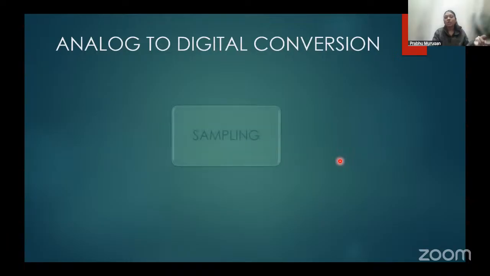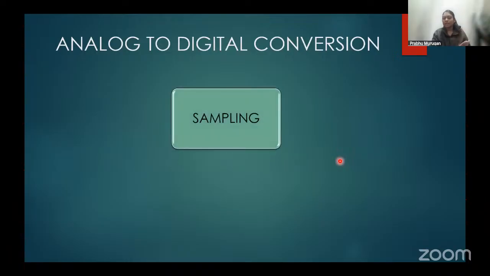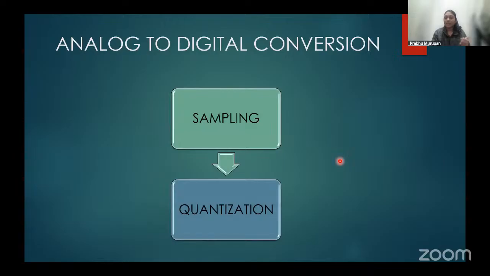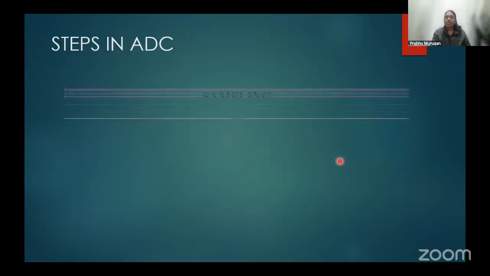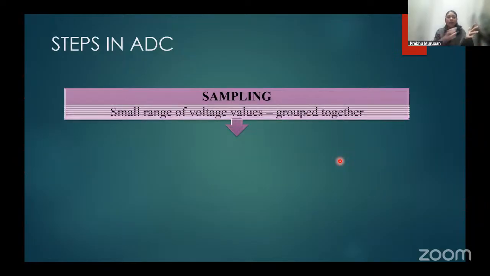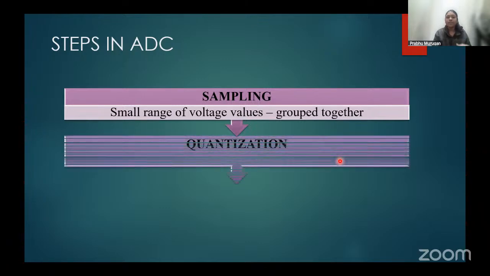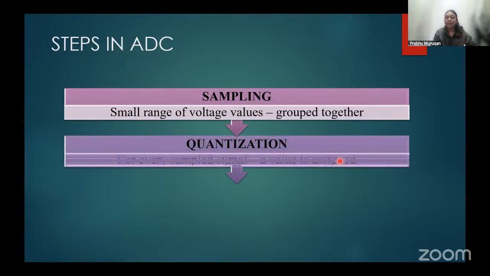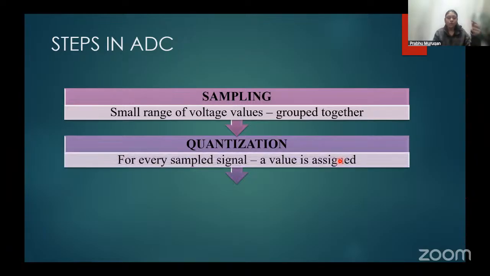This analog to digital conversion will take place in two steps. First is sampling, second is quantization. I will explain the steps for you. Sampling is, you have these pixels with the values I told you. The small range of voltage values will be grouped together. That is called sampling. It is gathering everything. The second step is quantization, assigning a number to each of these values. For every sampled signal, a value is going to be assigned.